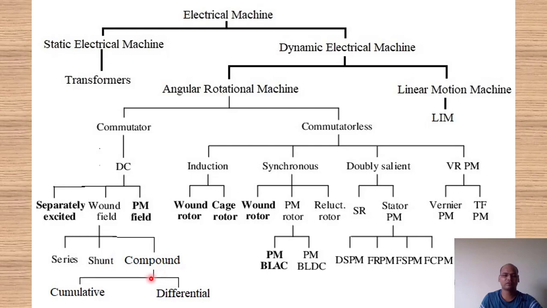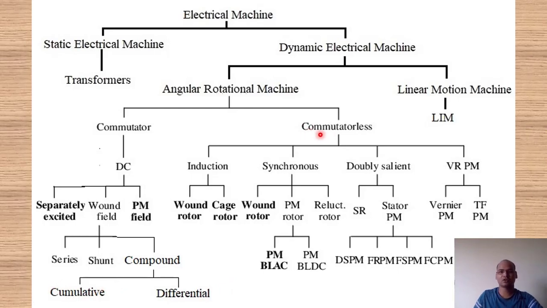Compound machine is further classified in two categories. First one is cumulative compound machine and second one is differential compound machine. It can be further classified in two parts: long shunt and short shunt differential machine. Similarly, long shunt and short shunt cumulative compound machine.